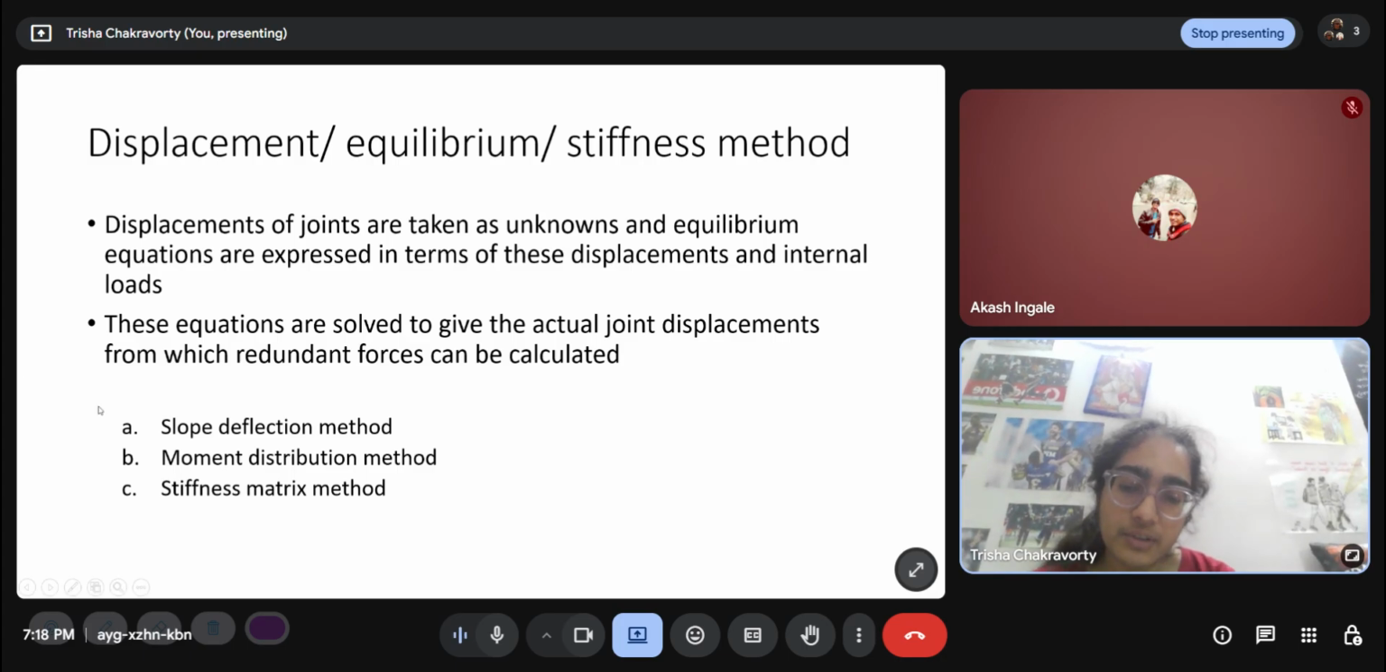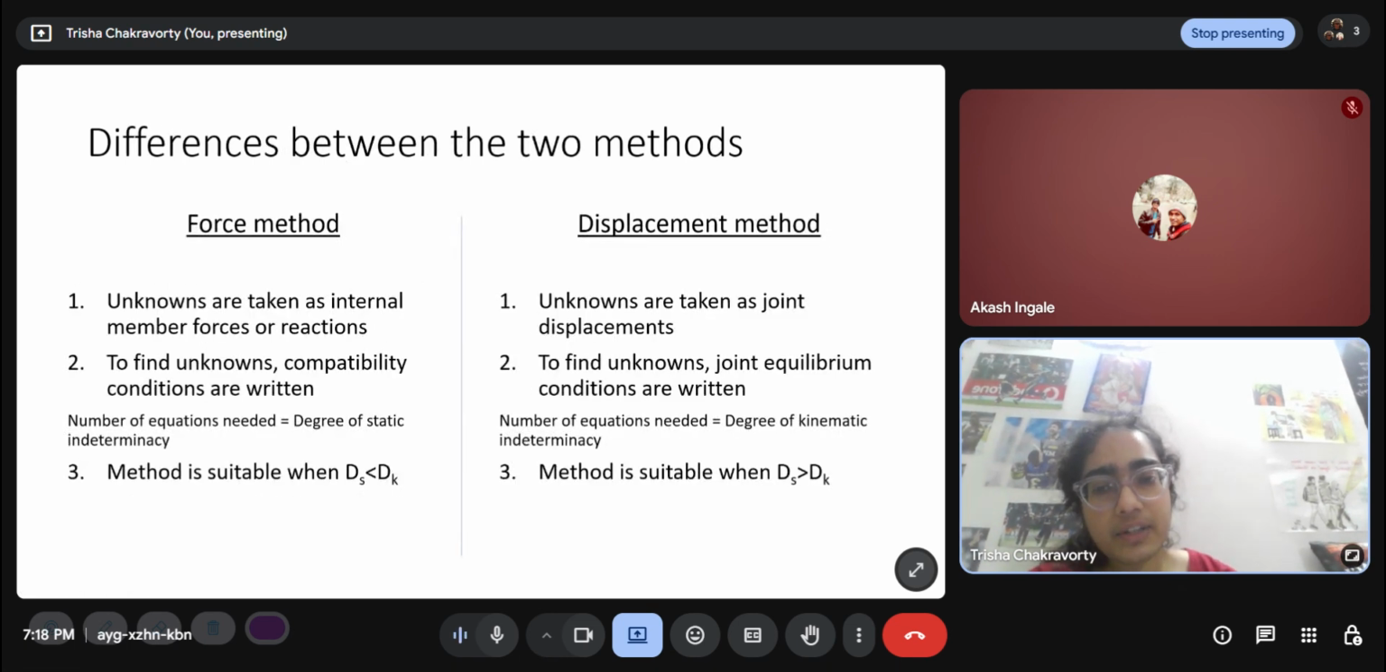So today is week 10. We will look at the slope deflection method. The next week, moment distribution, and the final week will be about the stiffness matrix method. Summary of the difference between the two methods.